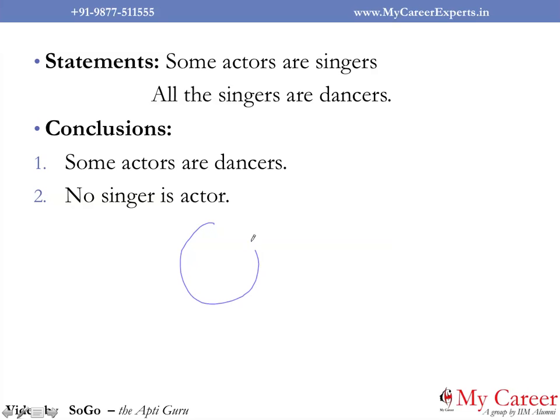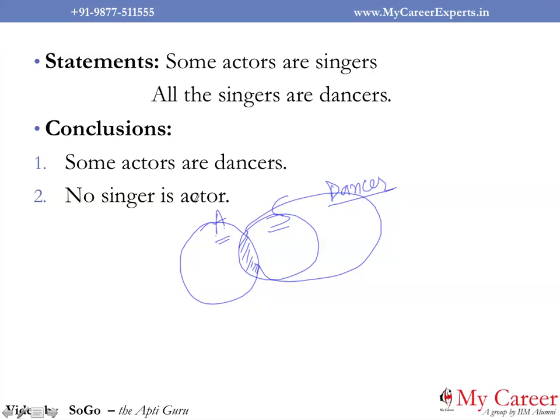Some actors are singers, so this is actor, this is singer. All singers are dancers. Now you can see the repetition in type of question. We have already done two questions of this diagram. So we will have singers which are actors will also be dancers. This is the area we are focusing on. Some actors are dancers, yes. No singer is an actor, false. So answer is A.